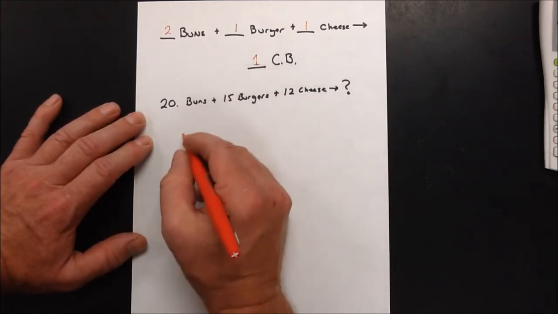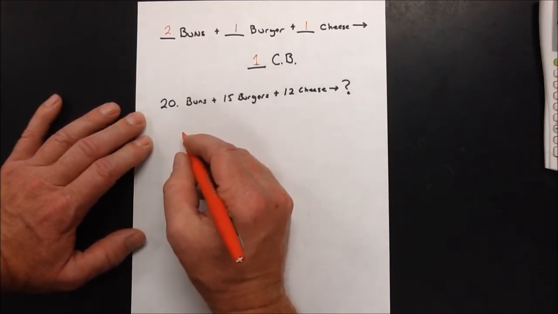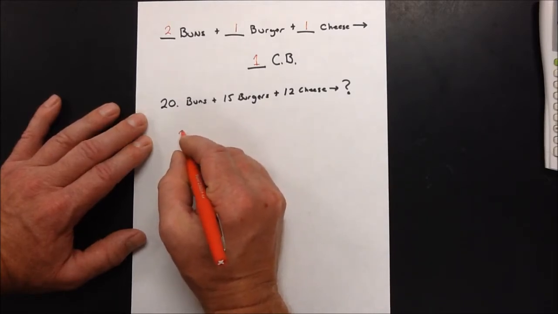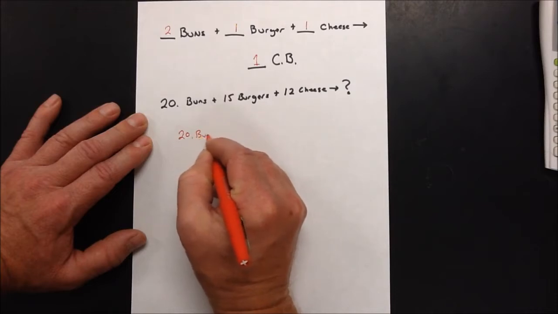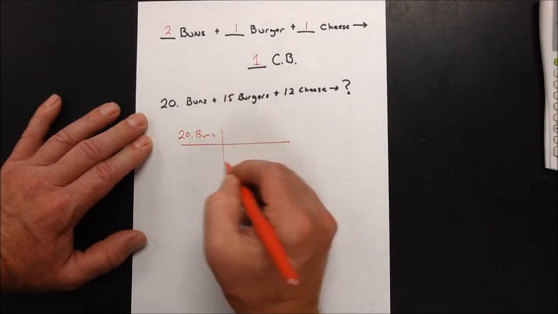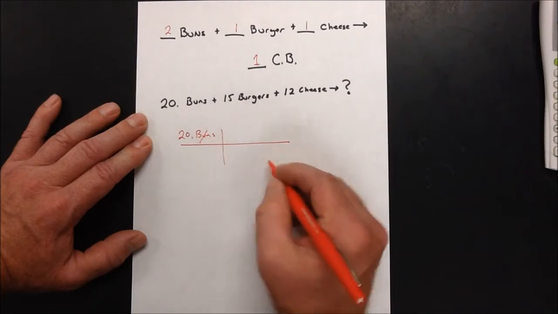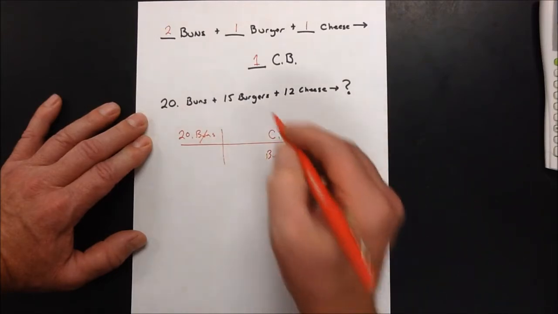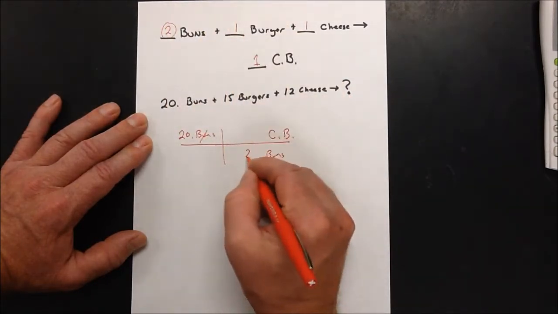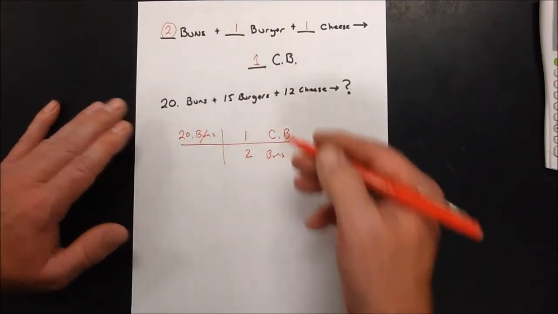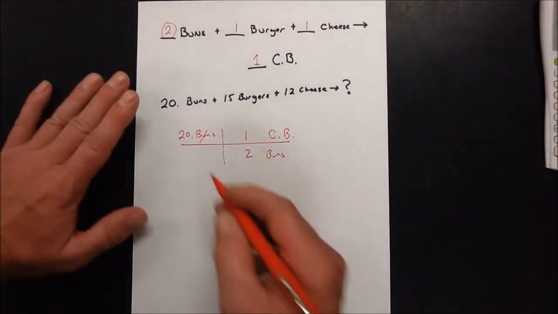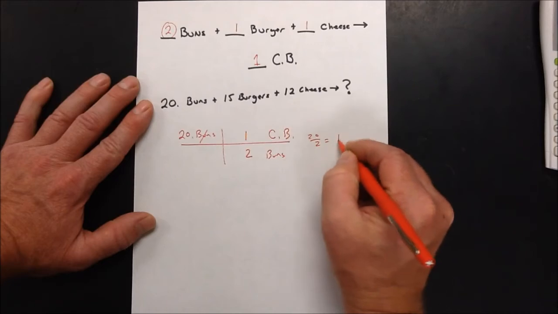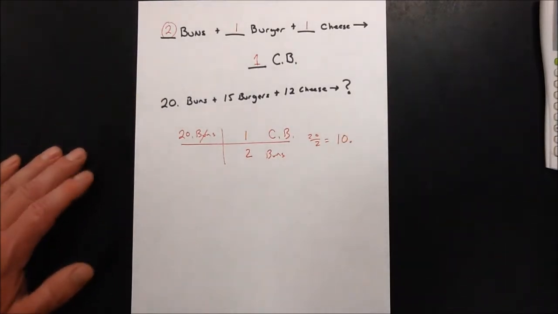I'm going to do a couple different problems and show you how we would go about this if we were doing limiting and excess in a chemical reaction. The first thing I would start with is my 20 buns, and I would ask, how many cheeseburgers can that make? I'm going to use a ratio, going from buns to cheeseburgers. 2 buns makes 1 cheeseburger, or 1 cheeseburger results from 2 buns. So if I multiply across the top, I get 20, with 2 on the bottom. That gives me 10 final product cheeseburgers.